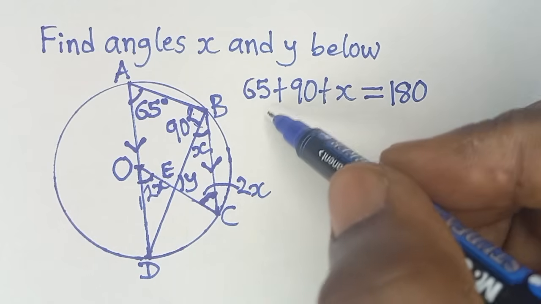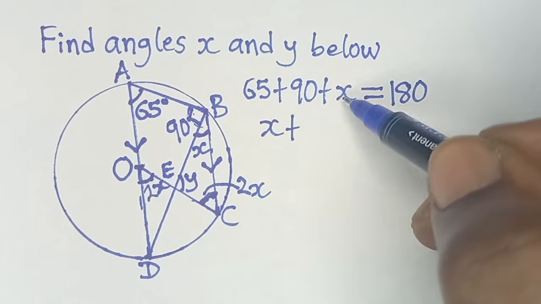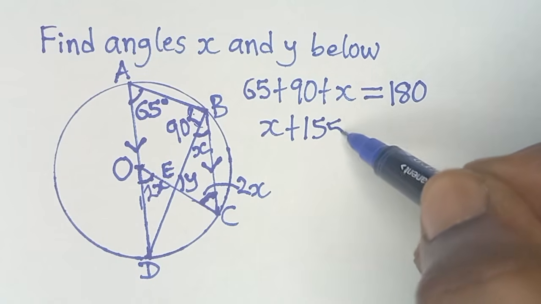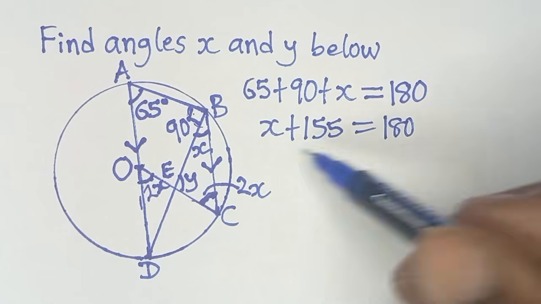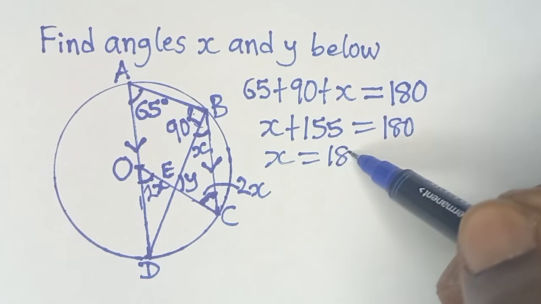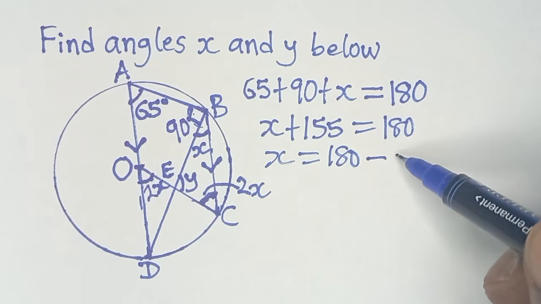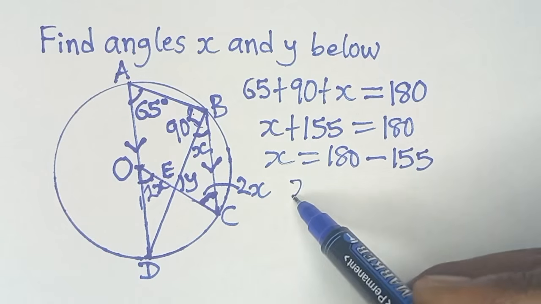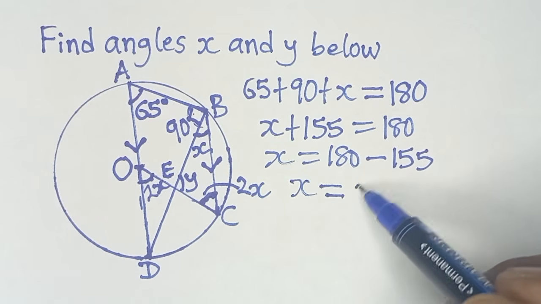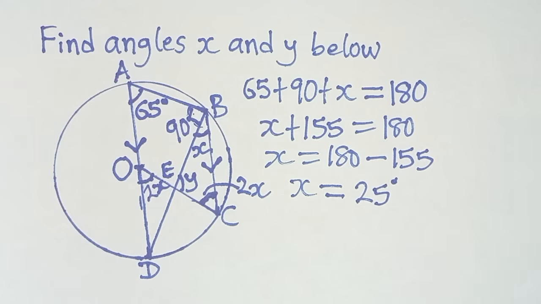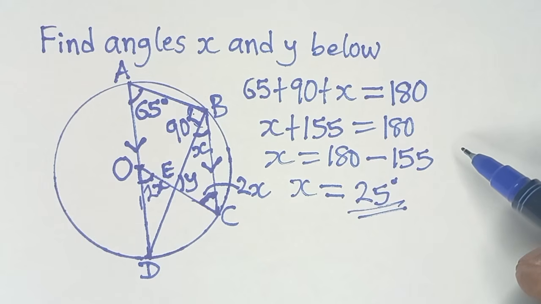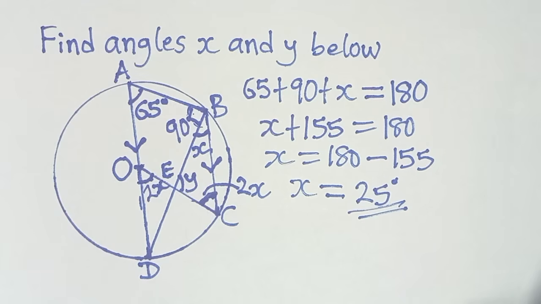So from there, I can write x plus 65 plus 90, which gives us 155, and that is equal to 180. So x will be equal to 180 minus 155, because when this 155 comes to this side, it becomes minus 155. So 180 minus 155 is going to give us 25 degrees. So the value of angle x is 25 degrees. Hope that part is clear now. So we already have the value for angle x. Now let's solve for angle y.